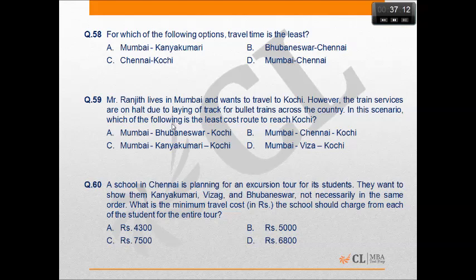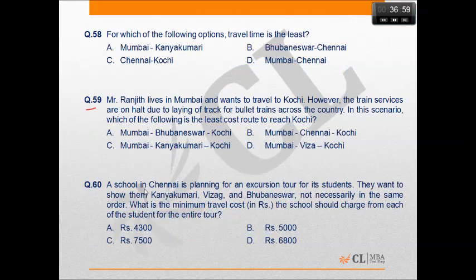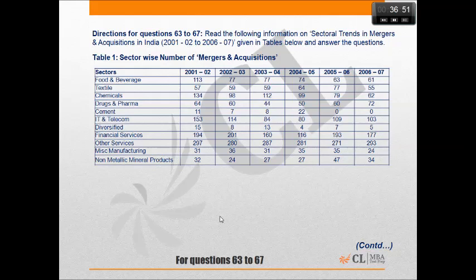Okay, he wants to travel to Kochi. Which of the following is the least cost? Cost is a function of kilometer, so it can be looked at. A school in Chennai is planning excursions. So at least in this I can look at two, three questions to be attempted. Let me look at the second data set.